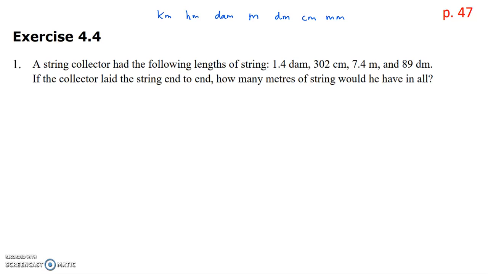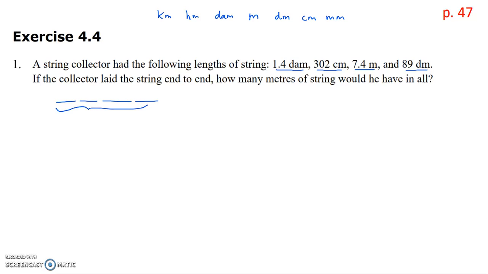In this video, we'll take a look at a few exercise questions from exercise 4.4. Number 1, a string collector had the following lengths of string: 1.4 decameters, 302 centimeters, 7.4 meters, and 89 decimeters. If the collector laid the string end to end, how many meters of string would he have in all?